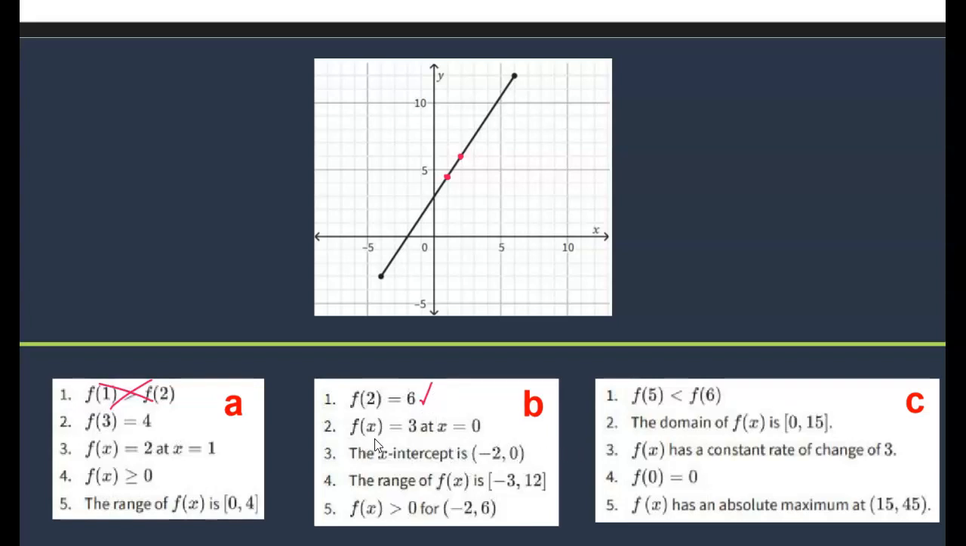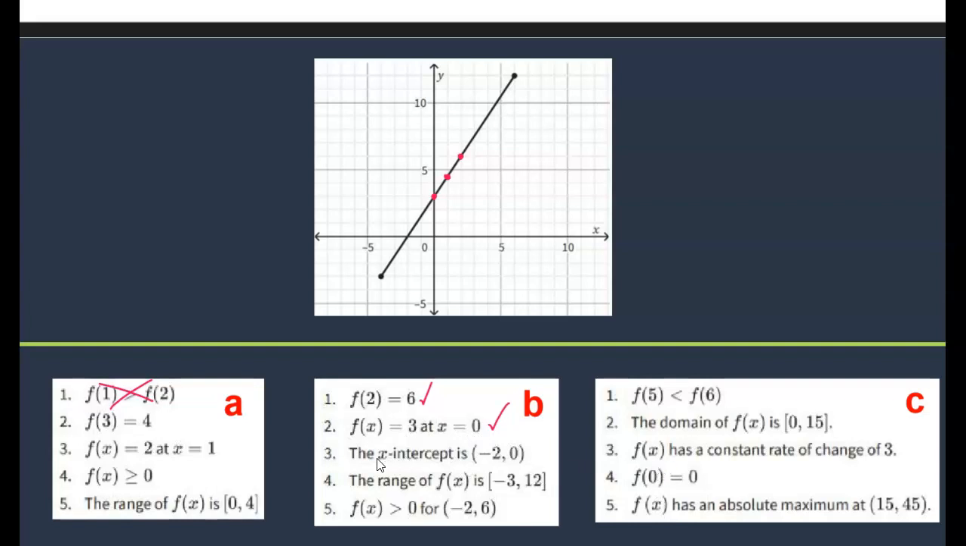It also says f of x equals 3 at x equals 0. Okay, so let's find x equals 0 on the x-axis. That's right here. And we need to find what f of x is. So we're going to go up to the function, find where it crosses. Looks like that is 1, 2, 3. The value is 3 there. So f of x does equal 3 at x equals 0. That is true.